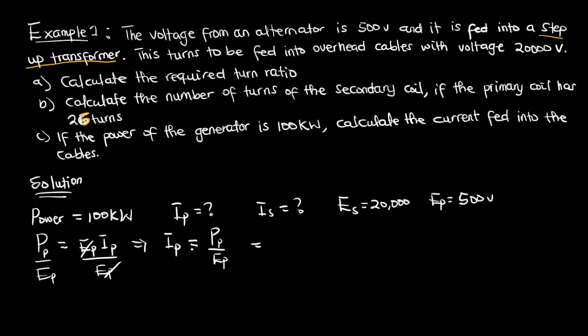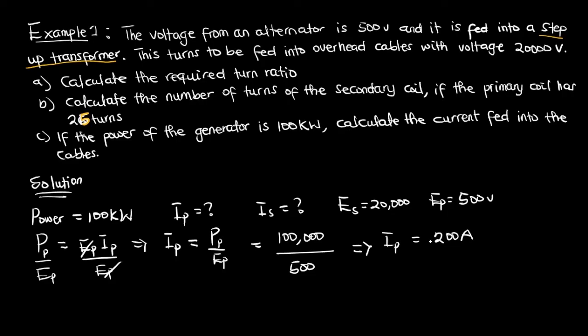Now these are just initials, right? So our answer over here is that our power, which is 100 kW, is 100,000 watts, that is times 10 to the power 3, over the initial potential difference, EP, which is 500. So I bring my 500 over here. Therefore it implies that my primary current is equal to 100,000 divided by 500, and this will give me 200 amperes as my answer.